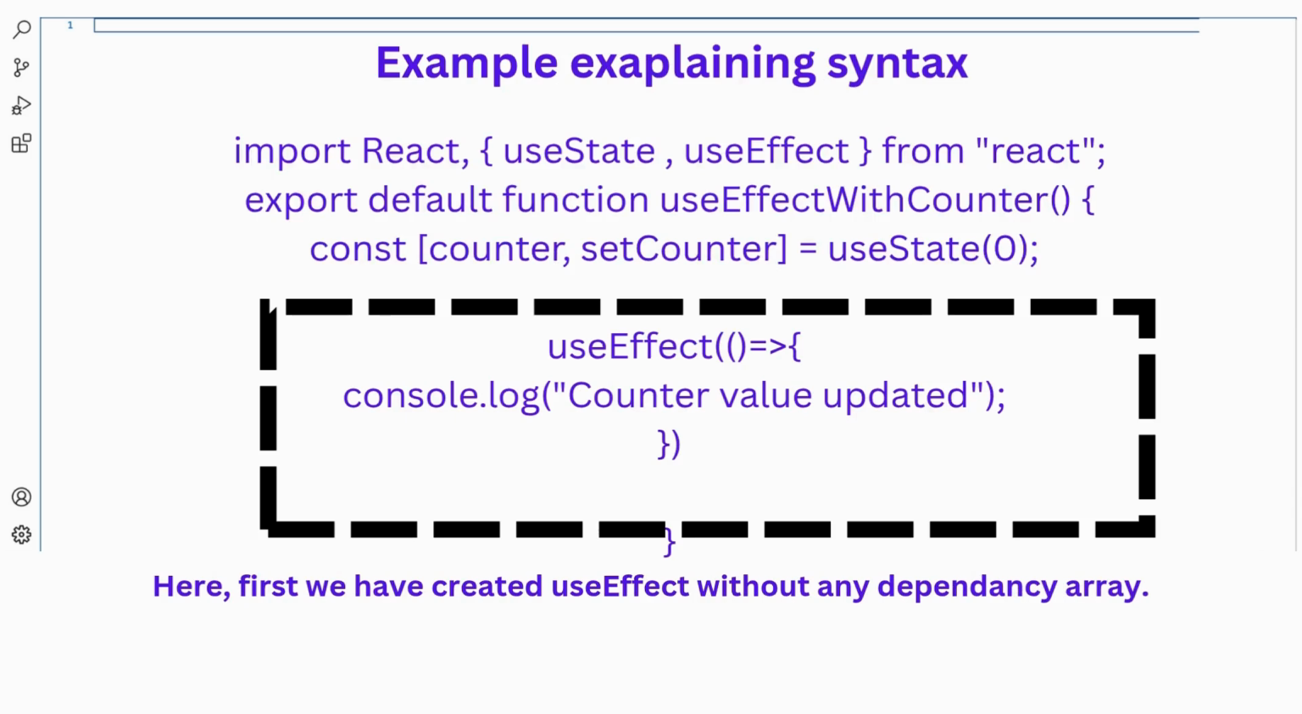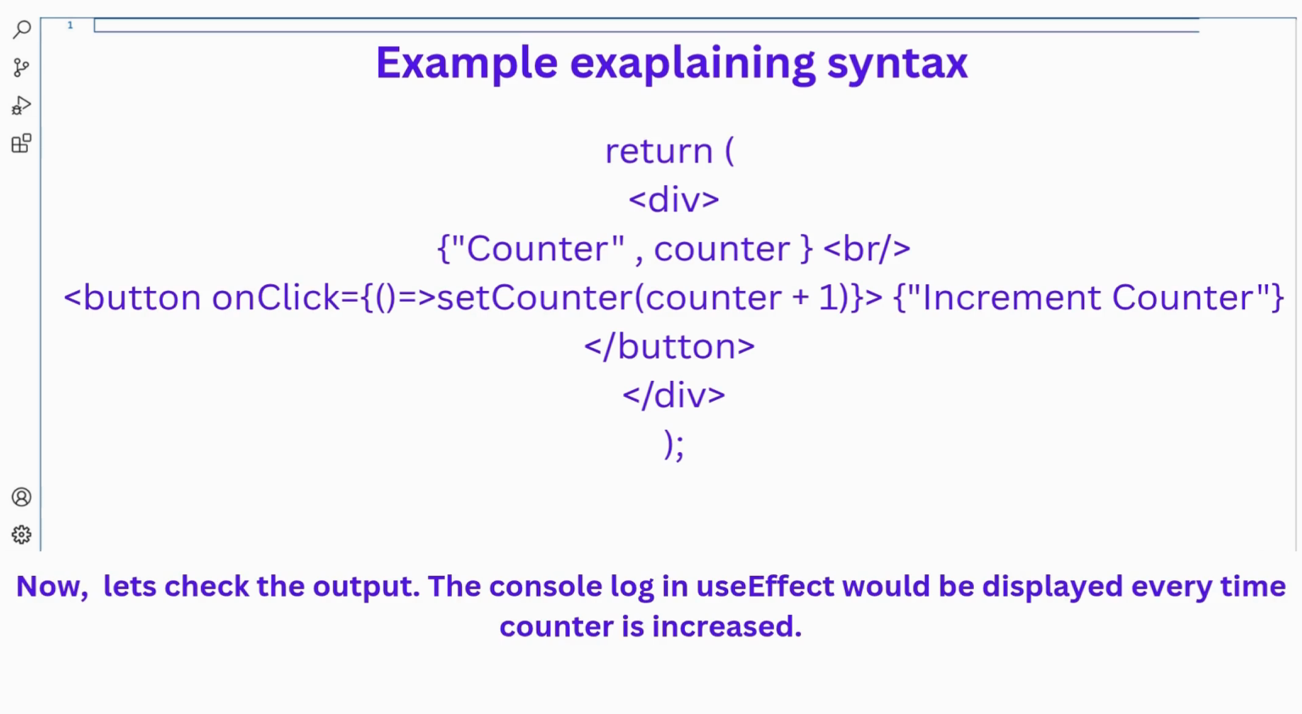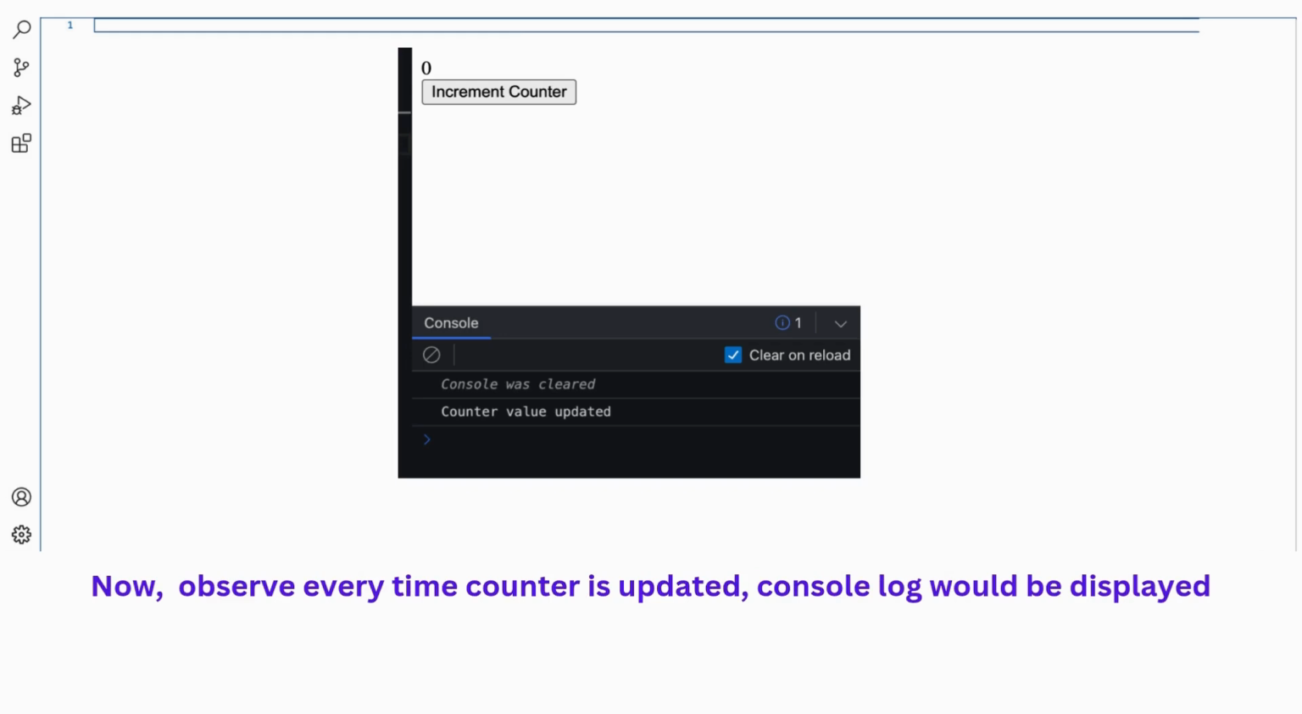Here, first we have created useEffect without any dependency array. Here, we have created a button on click of which the counter is increasing. Now, let's check the output. The console log in useEffect would be displayed every time the counter is increased. Now, observe every time the counter is updated, the console log would be displayed.